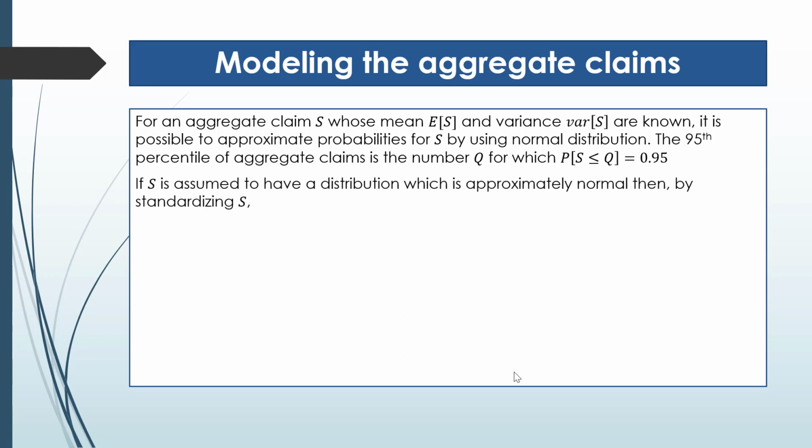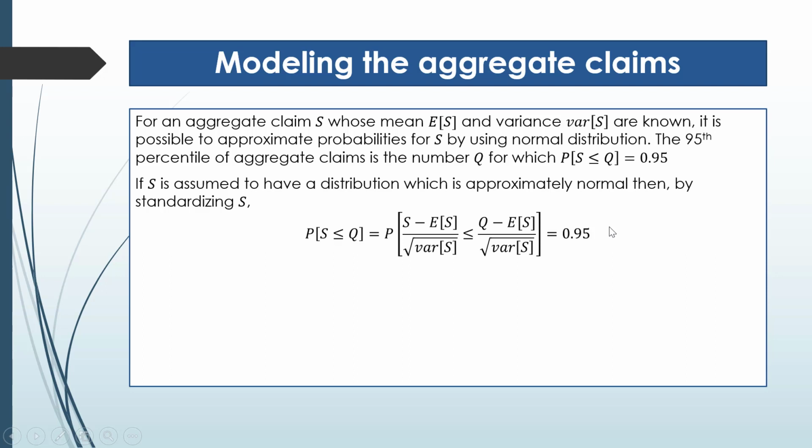If S is assumed to have an approximately normal distribution, then by standardizing S, we have probability of S less than or equal to Q is probability of S minus expected value of S over square root of variance of S, less than or equal to Q minus expected value of S over square root of variance of S. This is standardization, and this probability is nothing but 0.95 because this is the 95 percentile.